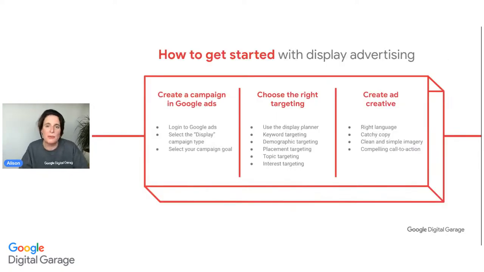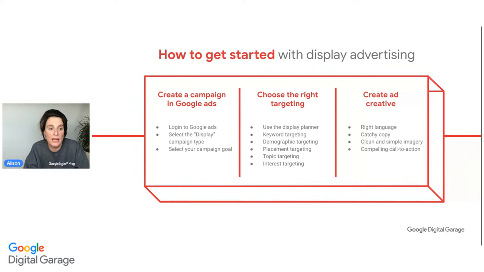How do you get started? Well, you can run Google display ads by logging into Google Ads again, but this time you're going to select display rather than search. And then you're going to select your campaign goal. So you would select display, and then you're going to be thinking about the targeting options.